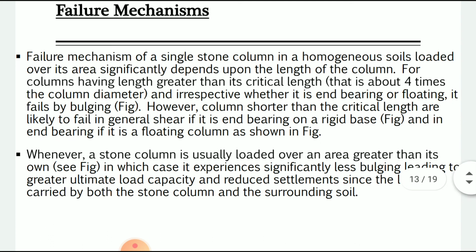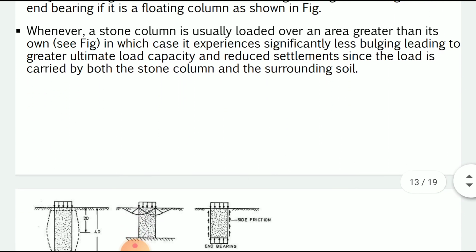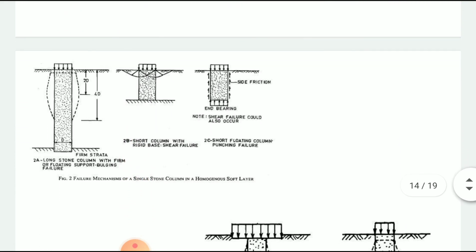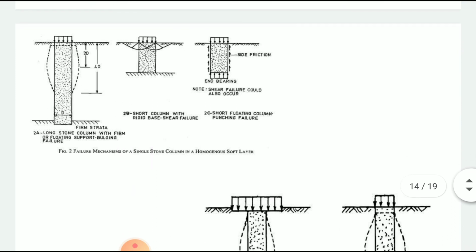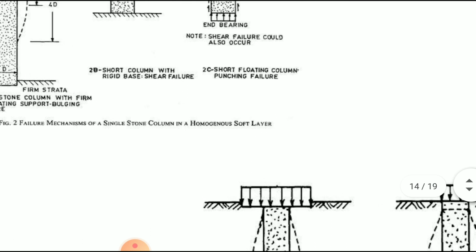Whenever a stone column is loaded over an area greater than its own, it experiences significantly less bulging, leading to greater ultimate load capacity and reduced settlement, since the load is carried by both the stone column and the surrounding soil. So these are the conditions about the failure mechanism of a single stone column in a homogeneous soft layer.